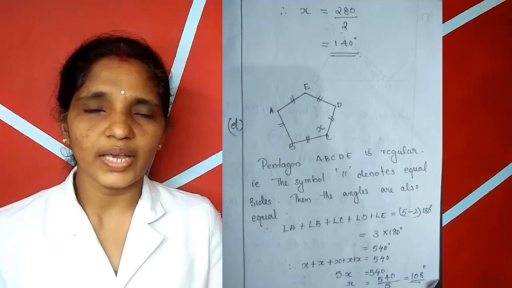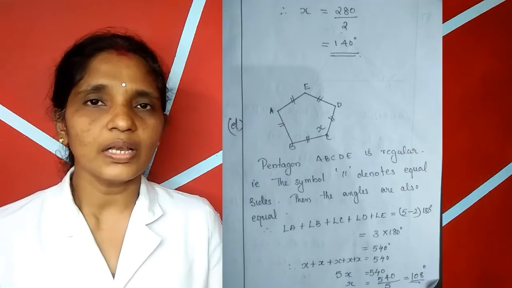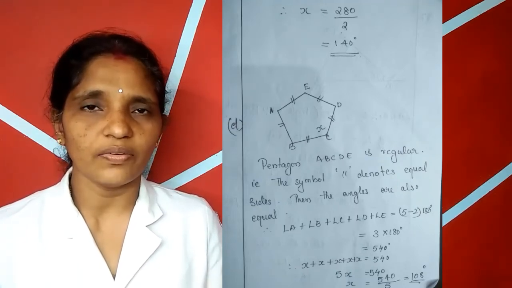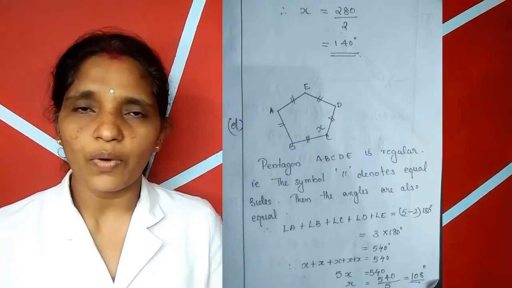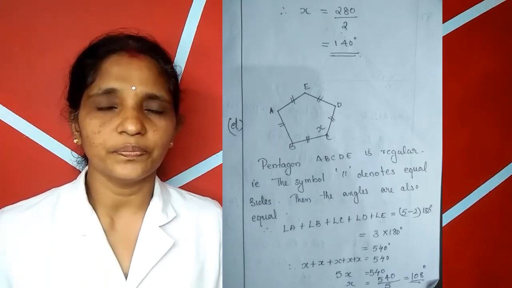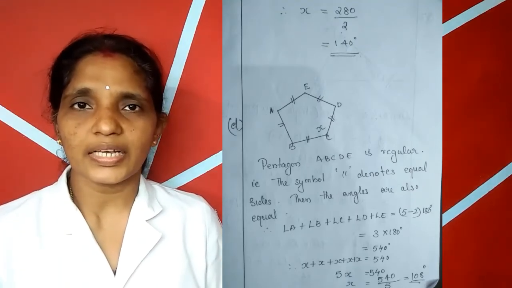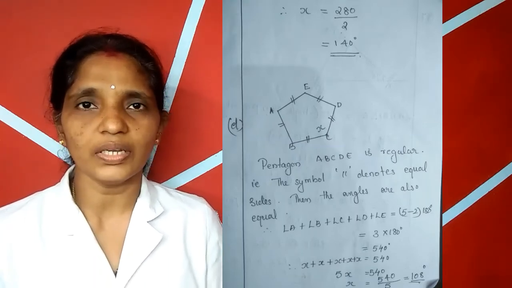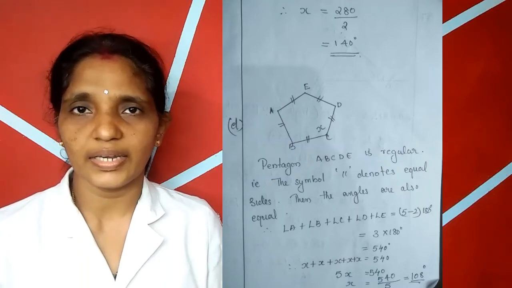Now, we are going to find the angle x. 5 angles are there. So, we will find it by using the angle sum property. x plus x plus x plus x plus x will give the sum of the angles of a regular pentagon. That means 5x is equal to 540. Then x is equal to 540 divided by 5, 108.